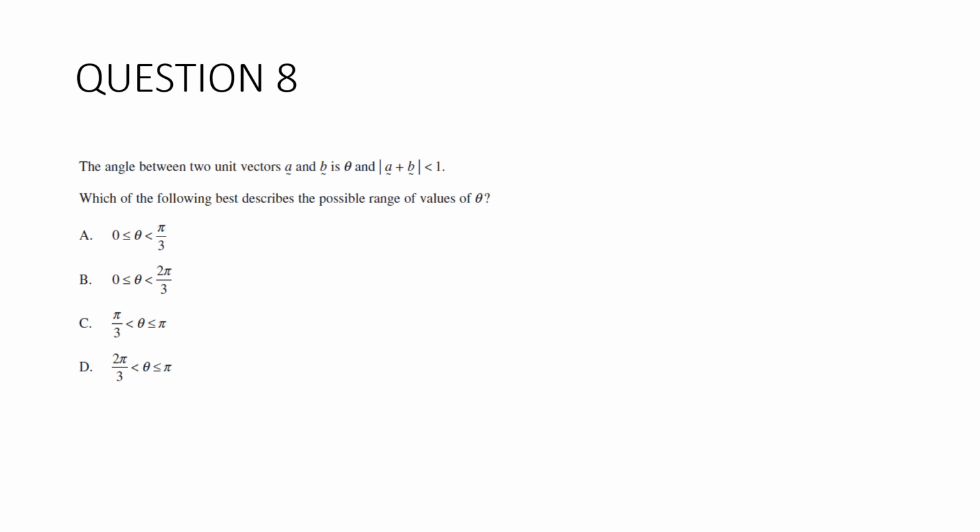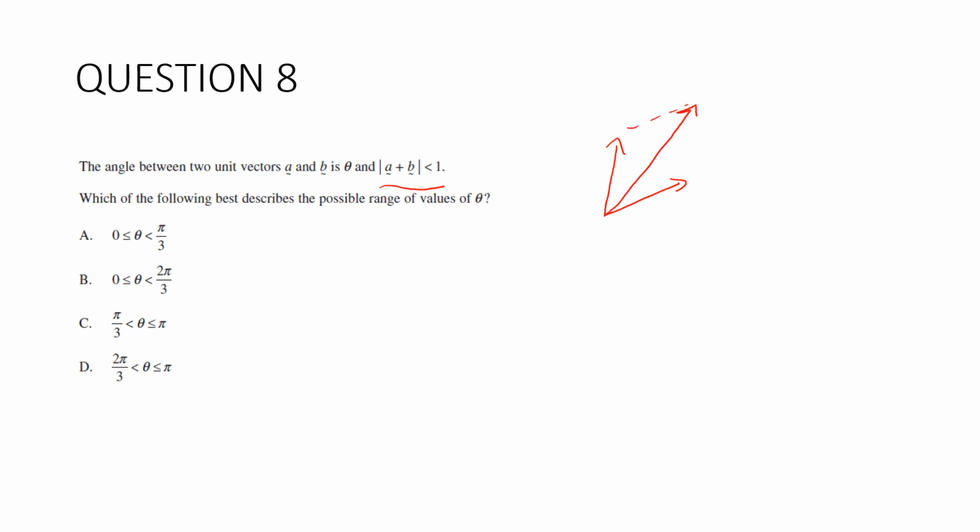Question 8. The angle between two unit vectors A and B is theta, and the absolute value of A plus B is less than 1. Which of the following best describes the possible range of values of theta? So these are our two vectors here. What does this mean? This is the length of the addition of those two vectors.